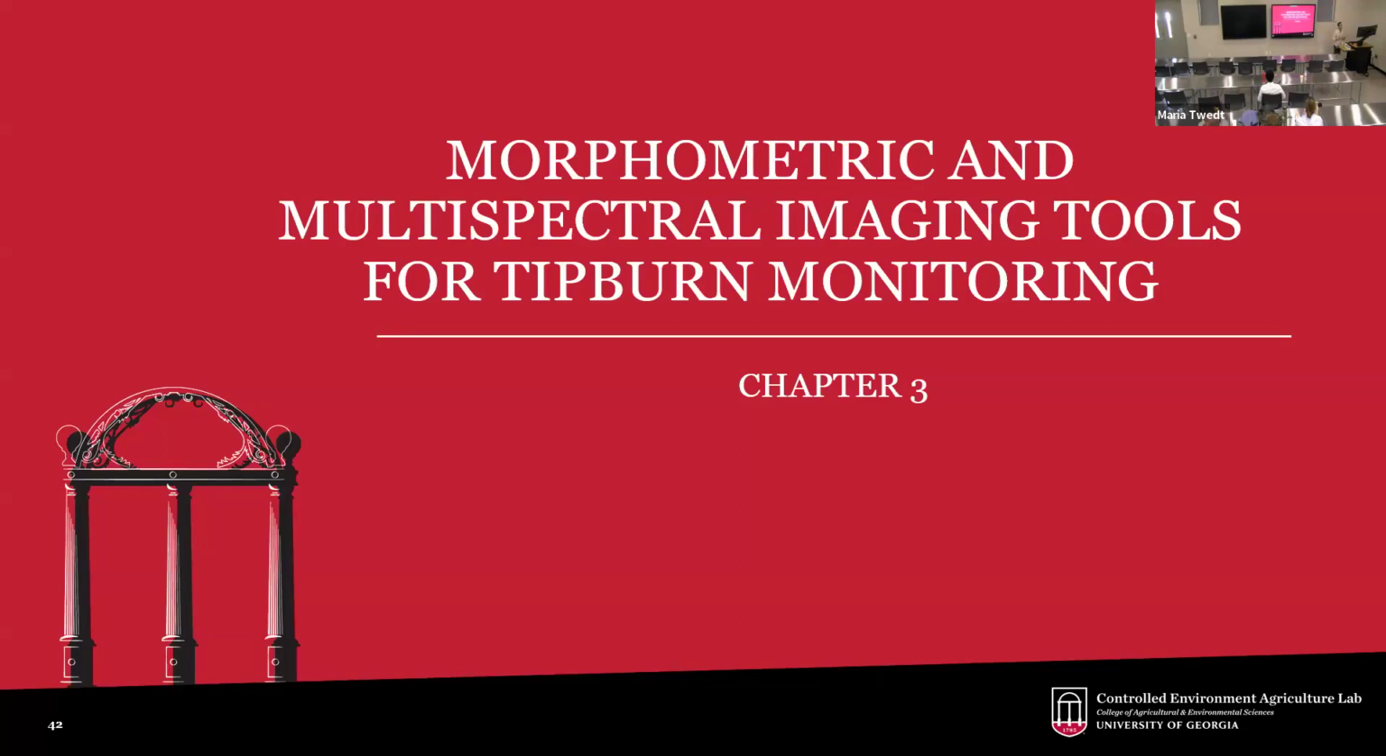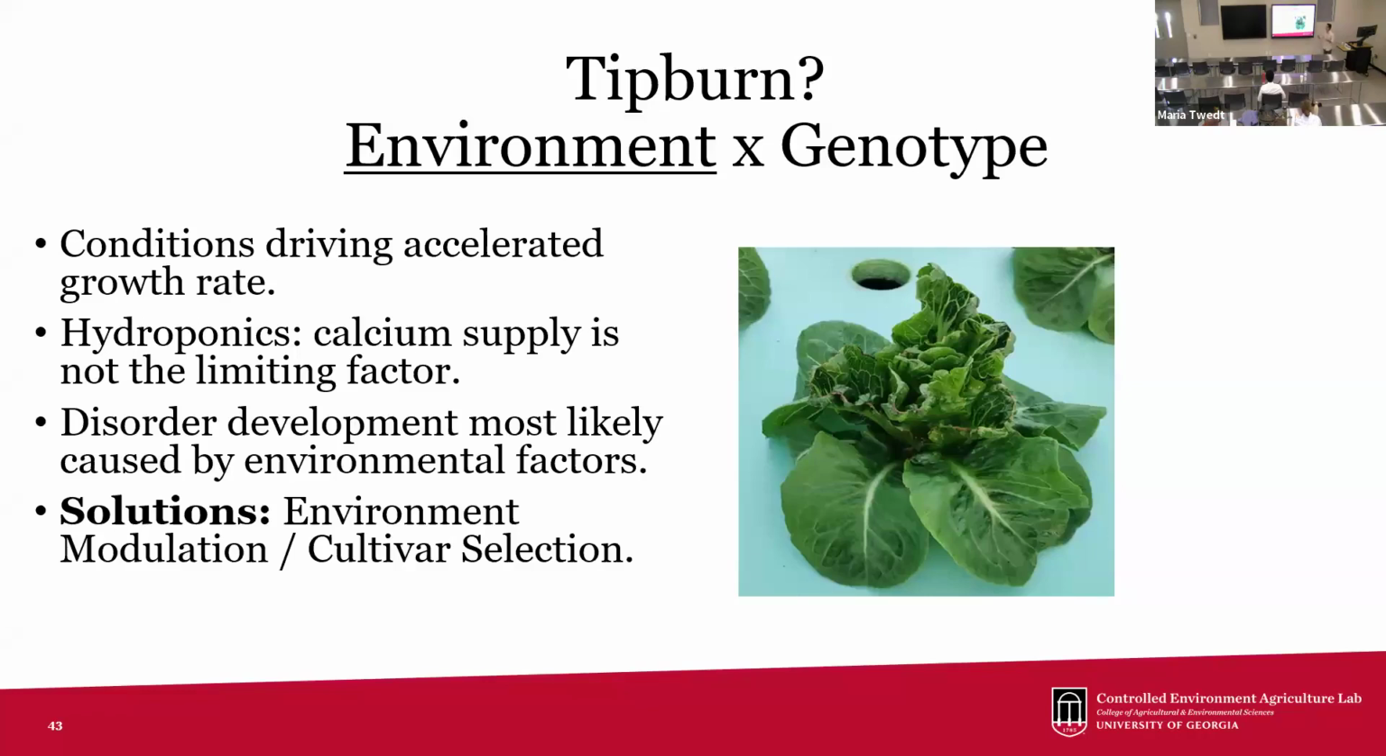And we wanted to provide some tools from a morphometric analysis and from a multispectral analysis to try to monitor tipburn development. Now, tipburn is not just, as you might consider, a lack of availability of calcium within the nutrient solution, but more an interaction with the environment, an environment that drives an accelerated growth rate and limits the mass flow of calcium to the young tissues of the plant, and that's why it shows the particular pattern of necrosis and reduced growth rate specifically in the center of the canopy, right?